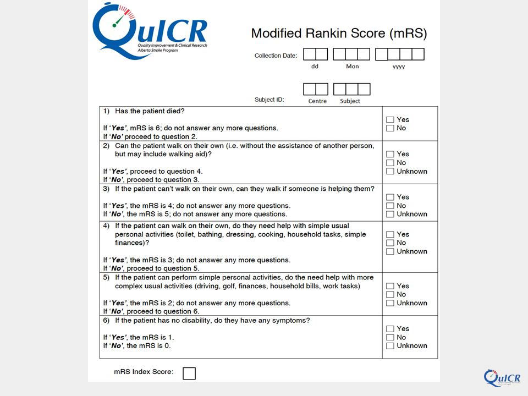So the first is, is the patient deceased, and that's obvious. Then the second is, can they walk on their own? And then depending on the answer, you'll proceed to the third or the fourth question to try and differentiate whether they can walk with an aid or not, and whether they can do some activities or not. And then you'll be able to classify the patient in the various levels of disability from 2 through 5.